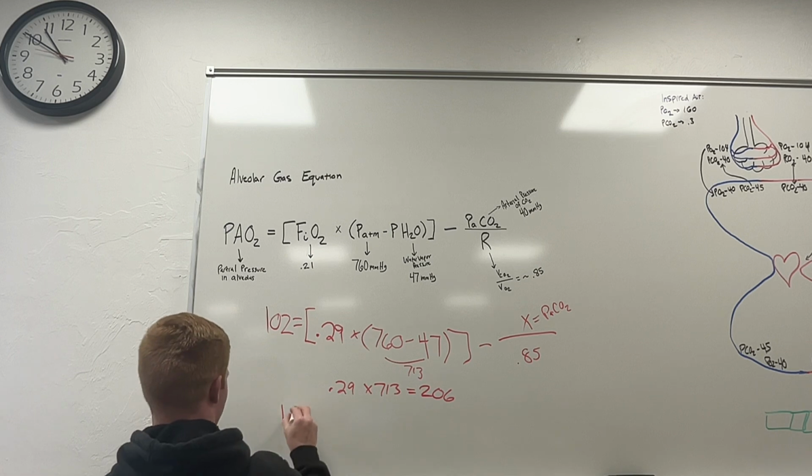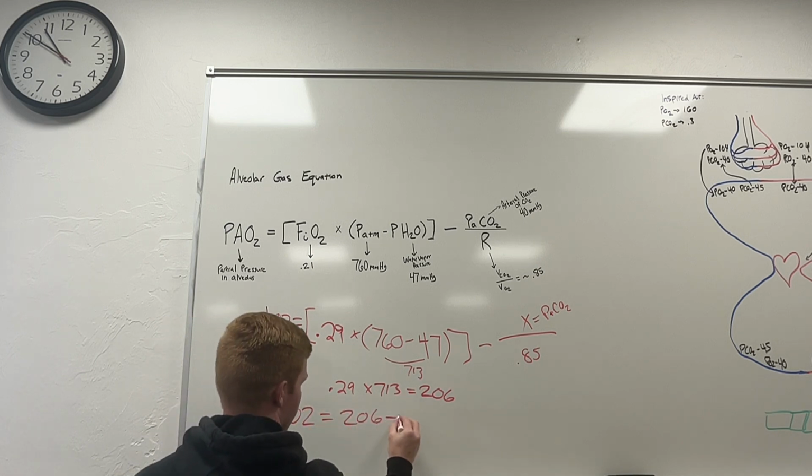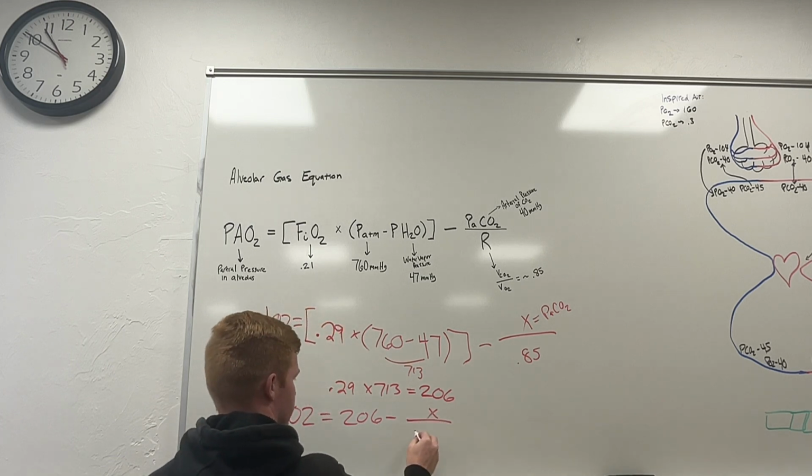So let's see what we have now. We have 102 equals 206 minus X over 0.85.